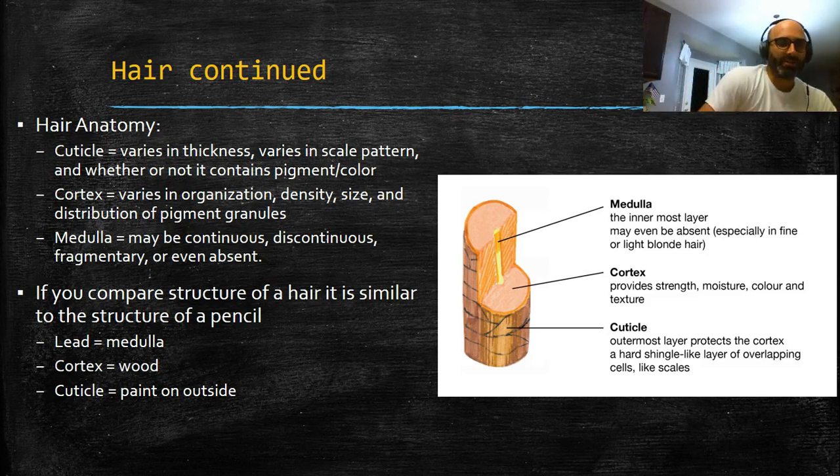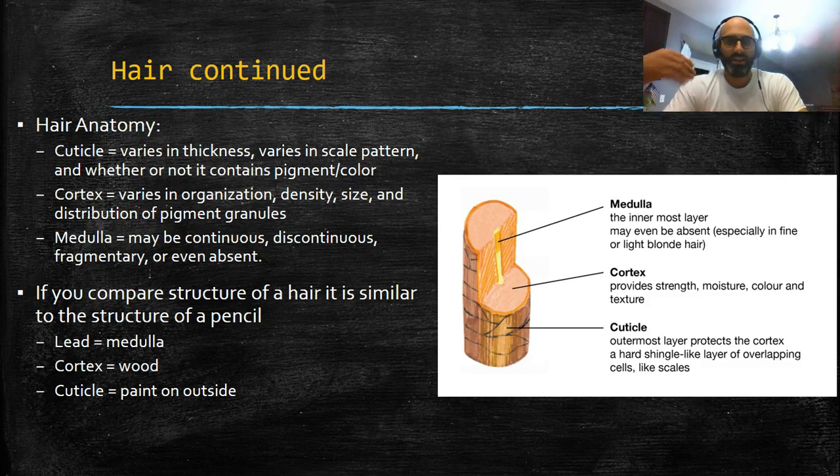So if you compare the structure of a hair and you're trying to remember all these different layers, think about it like a pencil. The inside lead portion of the pencil is the medulla. The cortex would be the wood portion of the pencil, and the cuticle, that outside covering, is the paint basically. That can help you remember which one's thicker or thinner and used for identification purposes. Everybody knows that one brand of pencil that you cannot use because the lead is terrible. You can identify that pencil solely based on the lead.